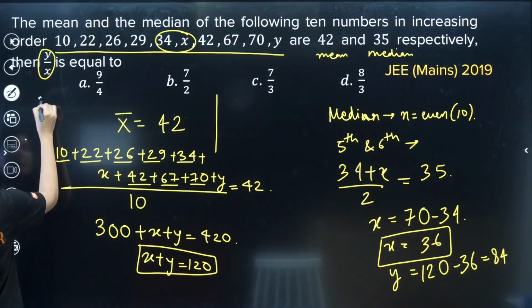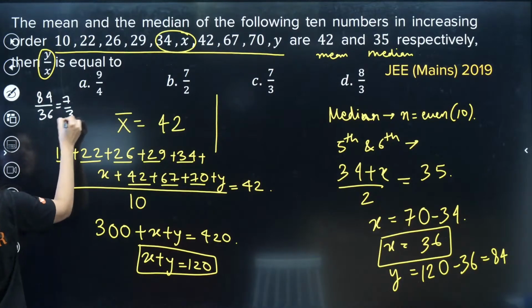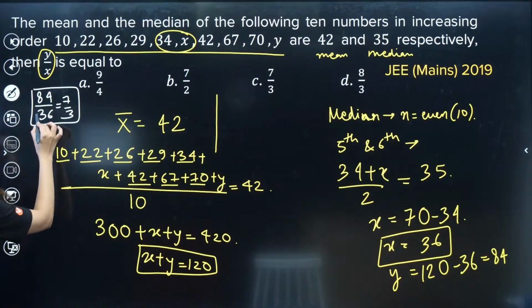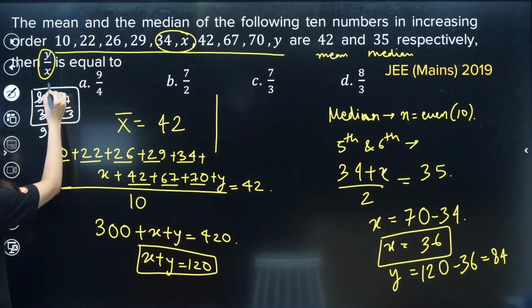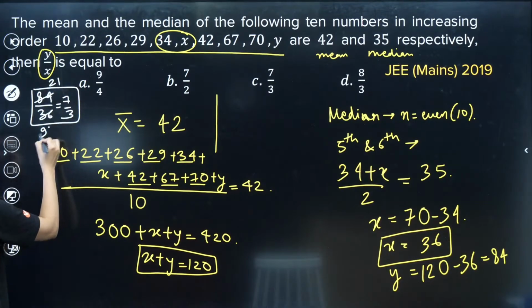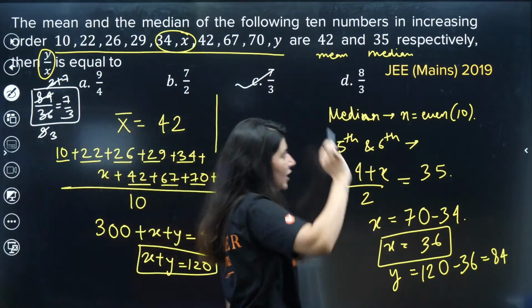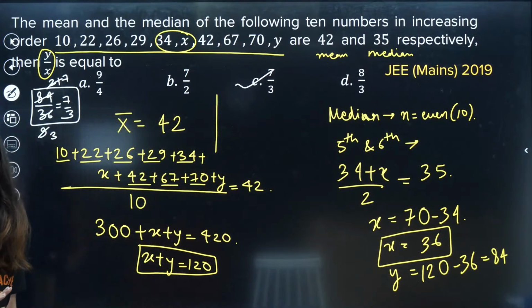84 by 36 basically, which is equal to 7 by 3, right? 4 9s are 4 21, 3 3s are 3 7s. Option C, JEE Main 2019. Easy question, alpha question.